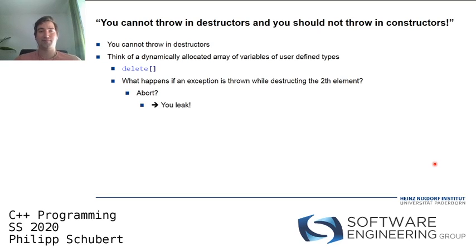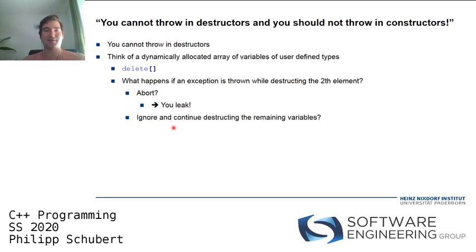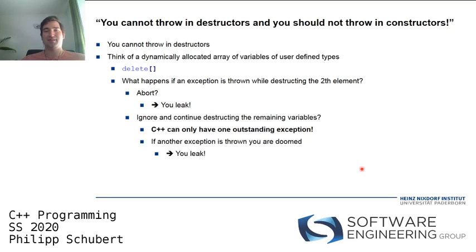Abort could be an option, but then you leak. Then you leak the remaining third to whatnot to nth element. So you leak memory, or sometimes even you leak connections or whatever your types implement. What else can you do? You can ignore and continue destructing the remaining variables. But if you just ignore the exception, you have one outstanding exception that you are just about to ignore. But C++ can only have one outstanding exception. If then the destruction of a different object that comes after that fails again, you have 2 outstanding exceptions. And yeah, you leak and terminate will be called.